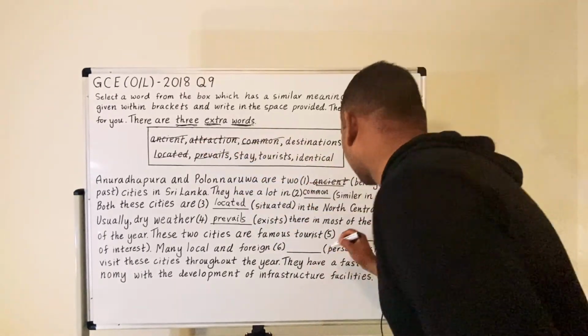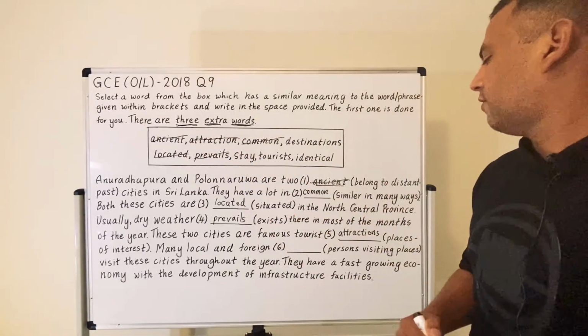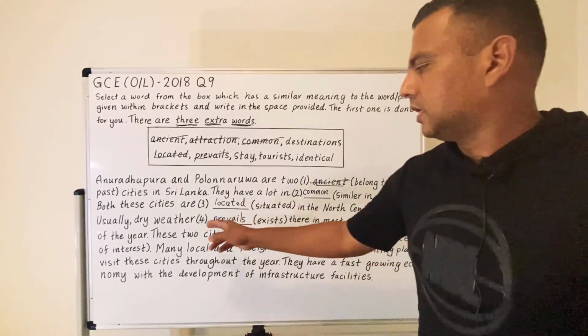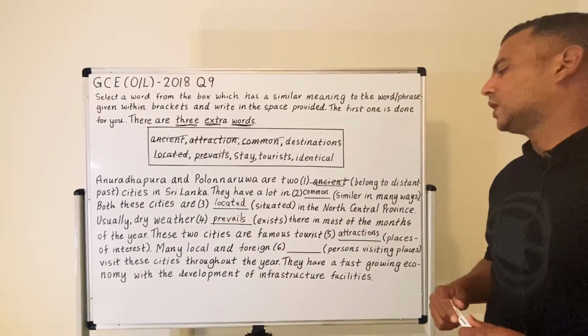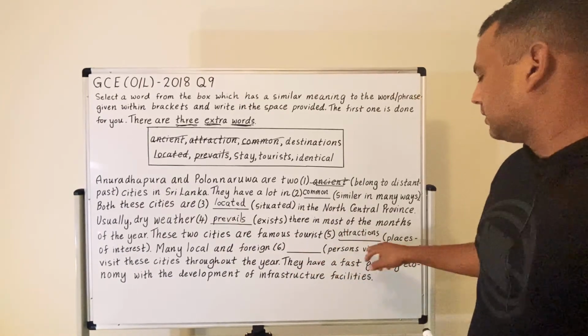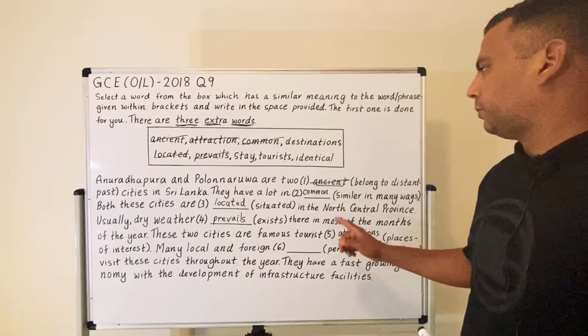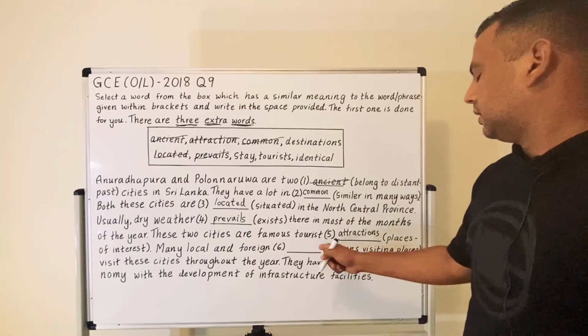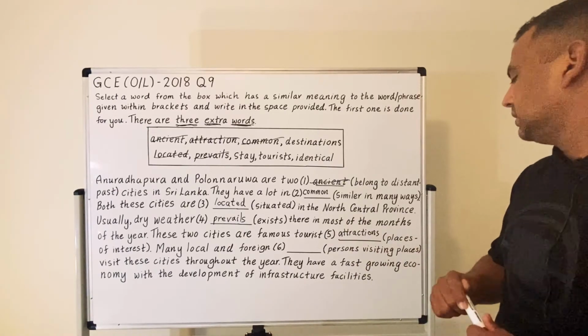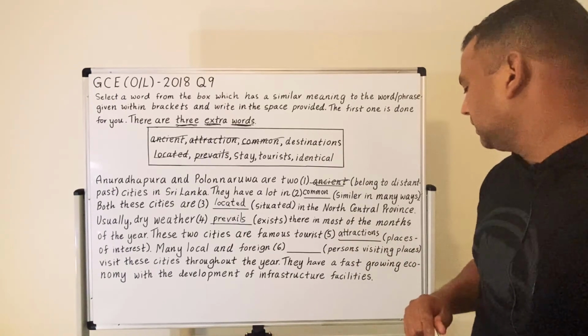Attractions. Okay, so these two cities are famous tourist attractions. Then let's move on to the next sentence. Many local and foreign. Okay, we have a blank and the word that we have to pick for this blank should have this same meaning as persons visiting places.